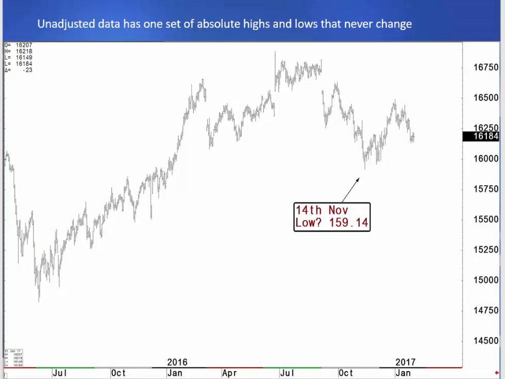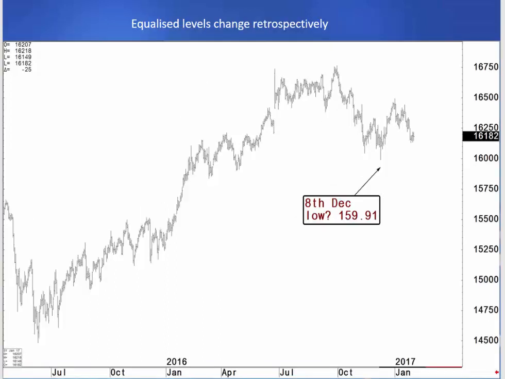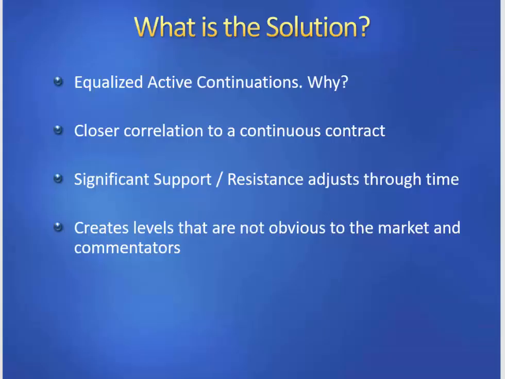And unadjusted data has one set of absolute highs and lows, and they're never going to change. And when we do an equalized active continuation, they do adjust through time. So every time there's a rollover, those previous levels are going to move. So a good example is oil last year, where the major levels have consistently fallen. So we must use active continuations because there is a closer correlation to the continuous contract. Significant support and resistance adjust through time, and it creates levels that are not obvious to the market or to other commentators.